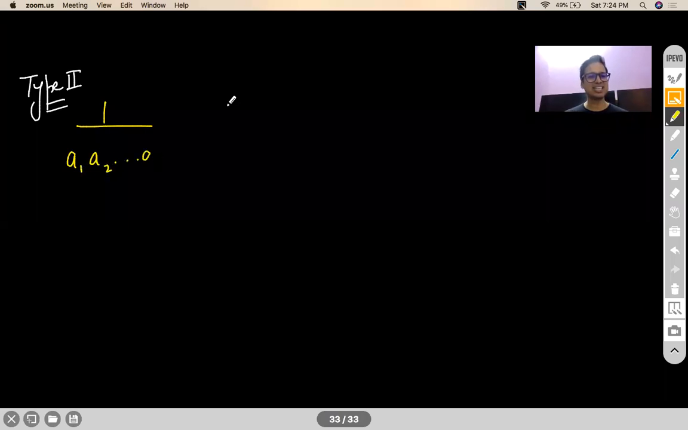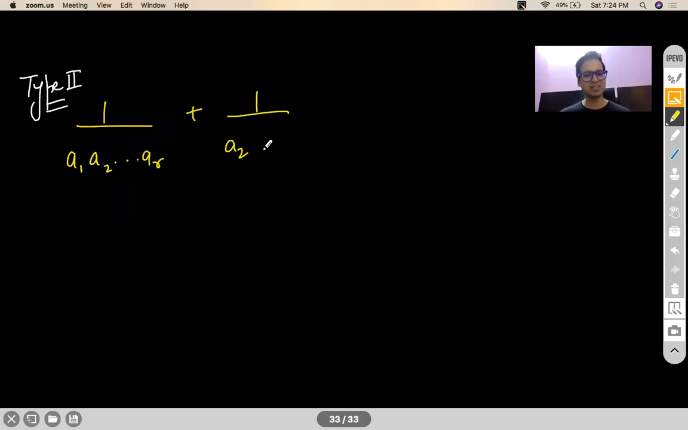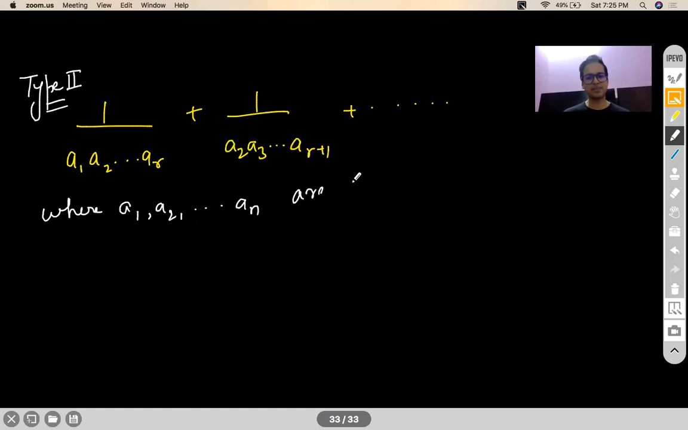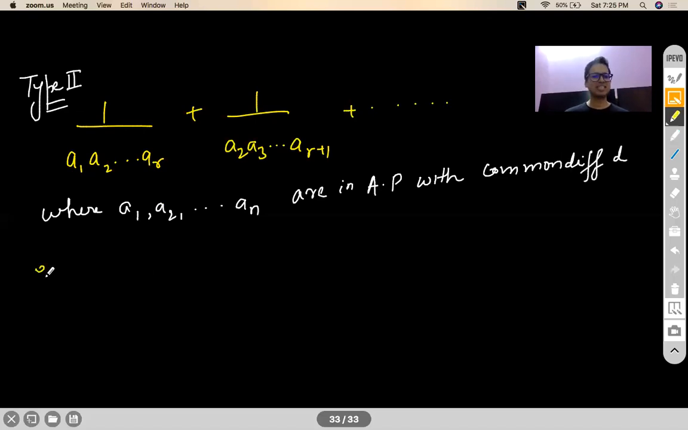So these are those questions where you have the same A1, A2, etc. in the denominator. Okay. So a typical example, let me write it, where A1, A2 are in AP with common difference D. Common difference D. A simple example I would like to give you.